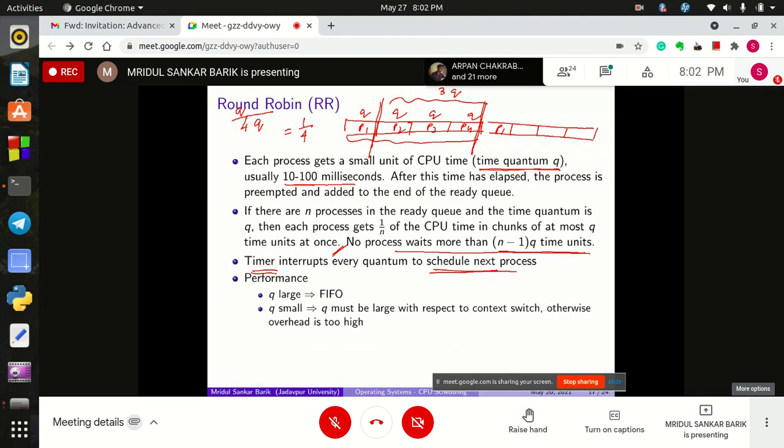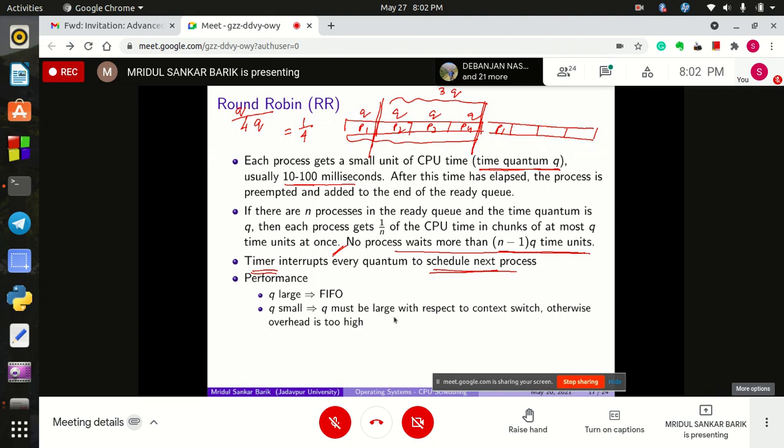The performance of round robin actually depends on the value of this time quanta q. If q is very large, then it becomes FIFO, first come first serve. That is, if q is larger than the largest CPU burst of all the processes, then it becomes FIFO. If q is very small, then q must be large with respect to the context switch time. So if q is very small, there will be frequent context switches from one process to another process.